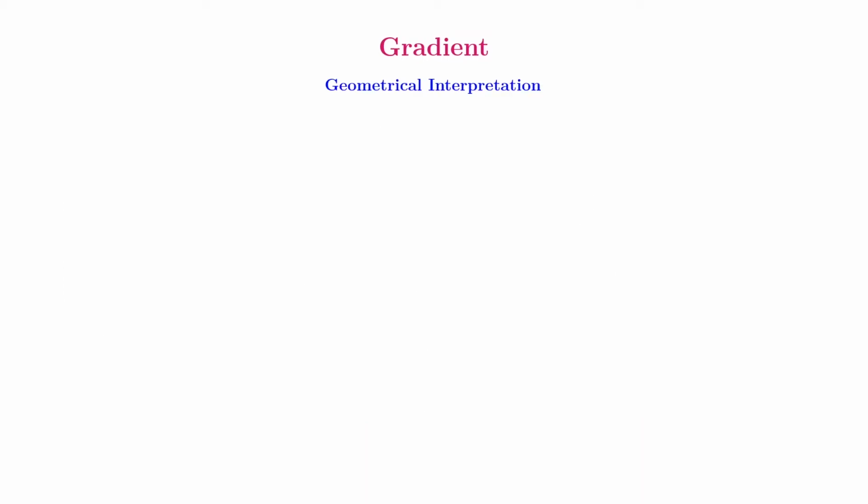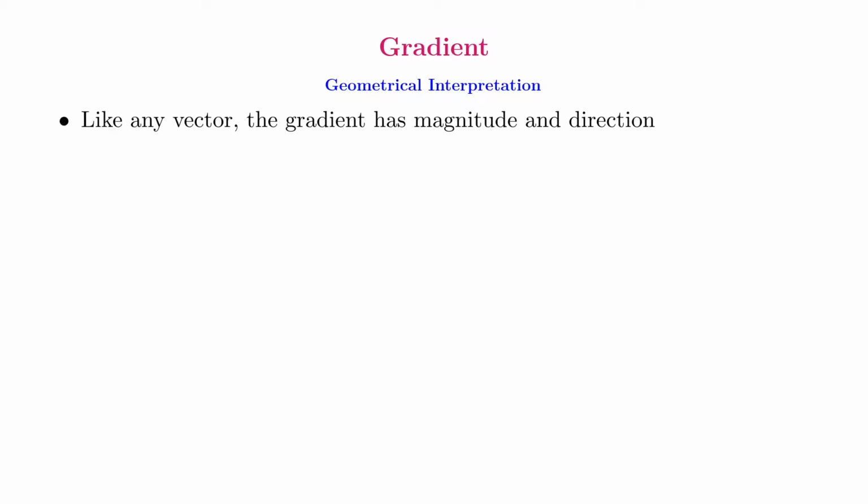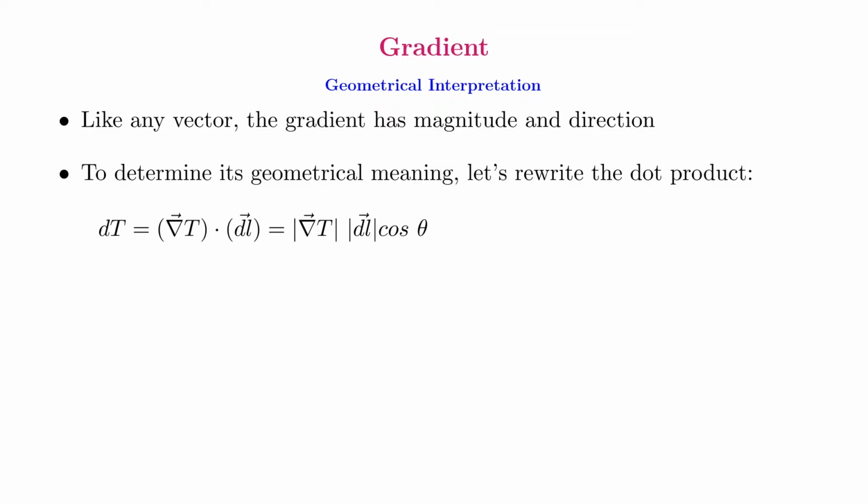Let's now try to understand the geometrical interpretation of gradient. Like any vector, the gradient has magnitude and direction. To determine its geometrical meaning, let's rewrite the dot product as dT = ∇T · dl, which is equal to |∇T| |dl| cos θ. And dT has its maximum value when θ equals 0 degrees. In that case, cos θ is equal to 1 and dT equals |∇T| times |dl|.